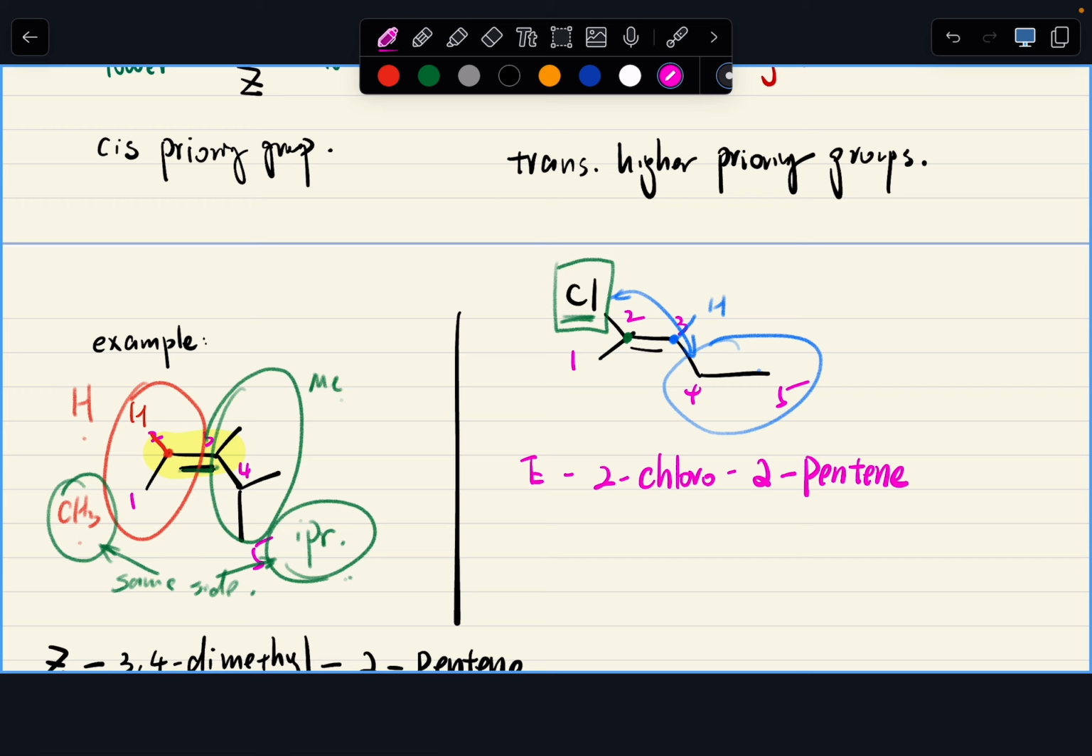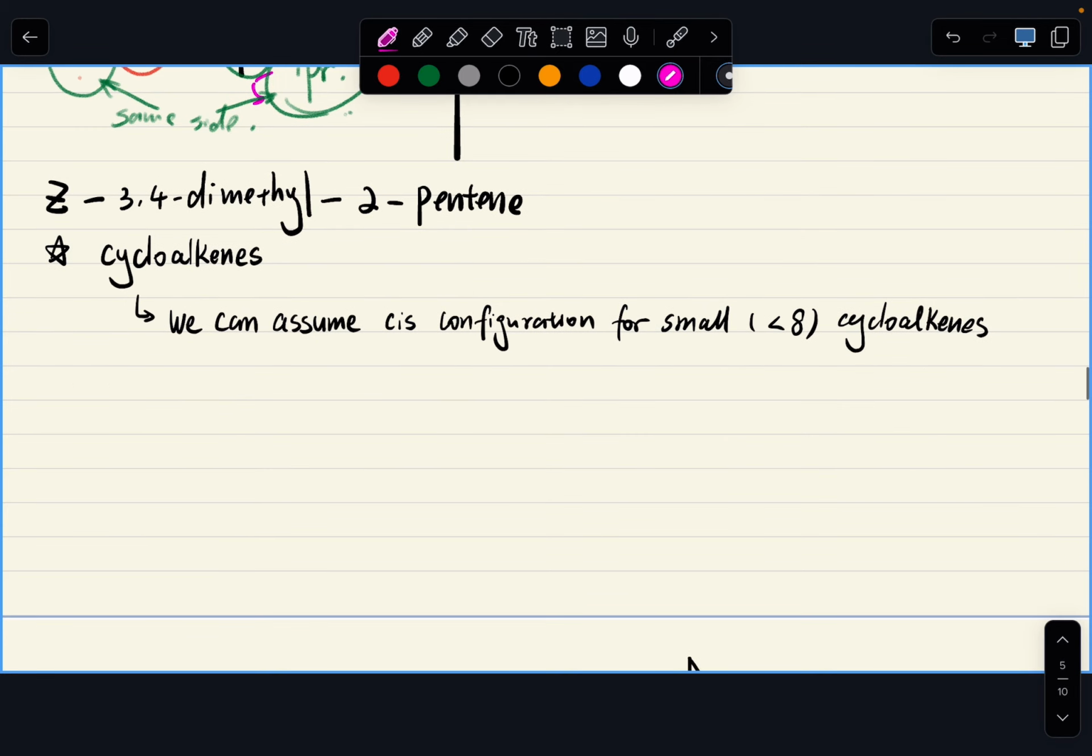So that's as far as the naming for linear alkenes goes. And things can get more complicated when you have a ring structure attached to it. Now, for cycloalkenes, meaning a ring containing a double bond, again thinking about the cis-trans isomerization, whenever my ring is smaller than 8 carbons, we can always assume the double bond is cis. So you don't have to specify it being a cis double bond.